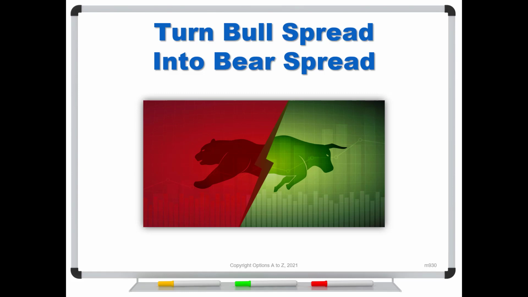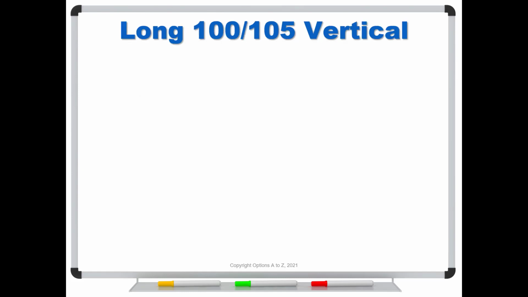And we can really do it with any type of strategy, but I'm going to also show you a nice little trick you can do to figure this stuff out on your own. So how can you turn a bull spread into a bear spread? Well, let's start with an initial trade. Let's say that you buy the 100 call and sell the 105 call. And we'll just throw a number out there and say that you executed this for a net debit of 2.